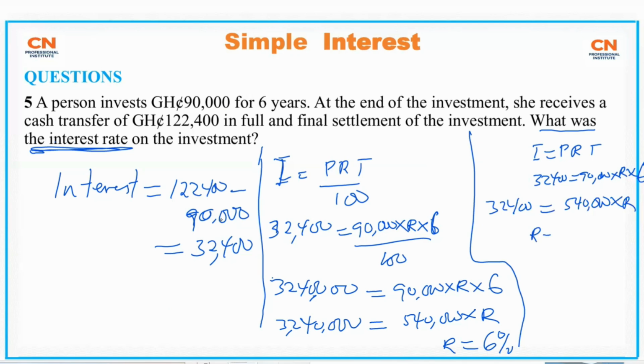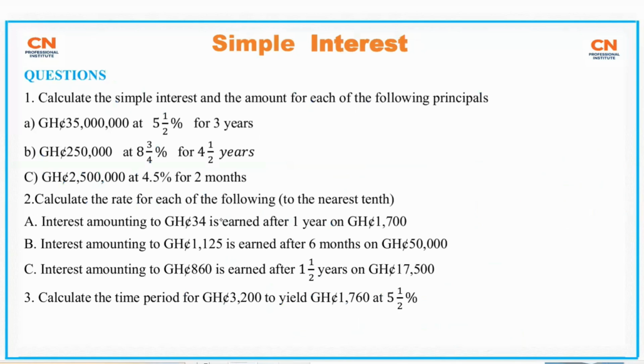You see, if you divide, you get your R to be what? 0.06. Can you see it's giving us decimal here, which is the same as 6%. So if you multiply the 0.06 by 100, you get 6%. So that is that, right? Okay, let's continue.